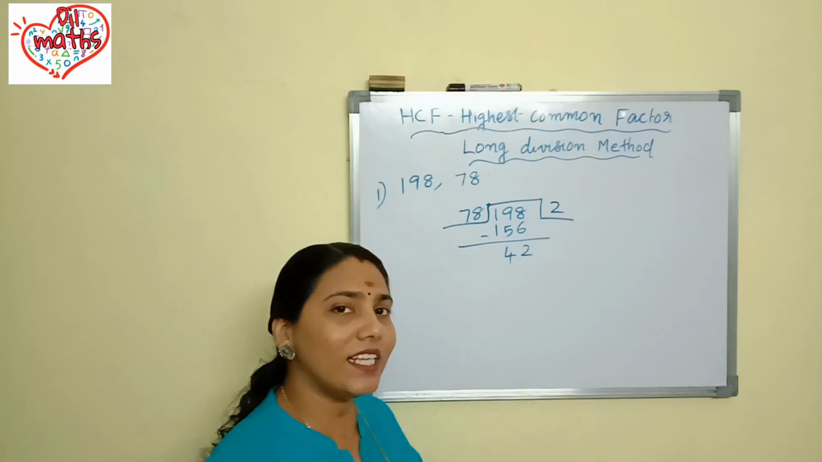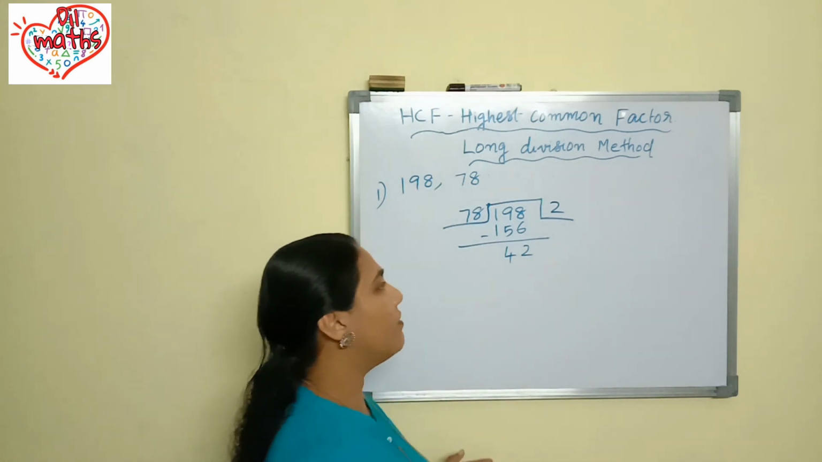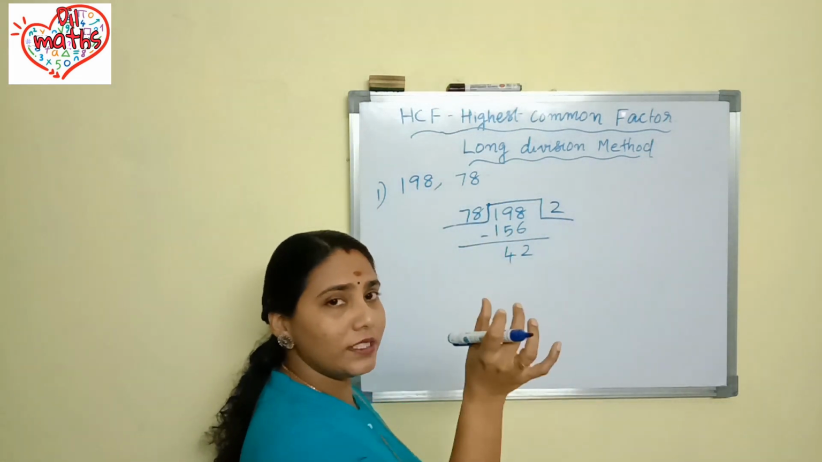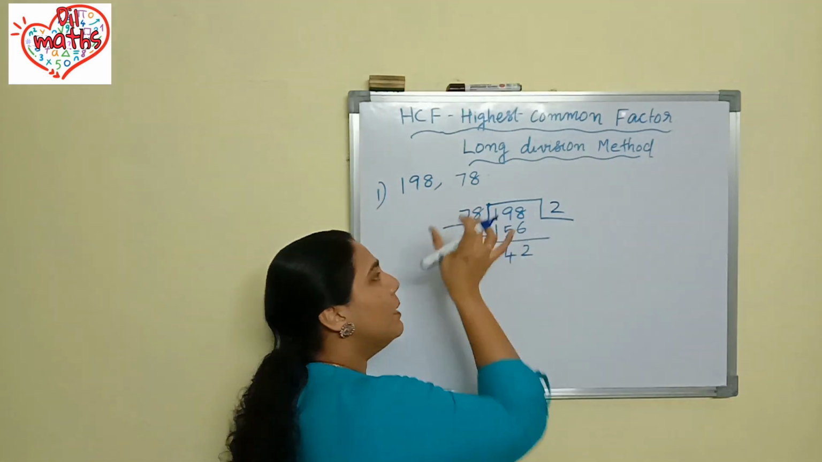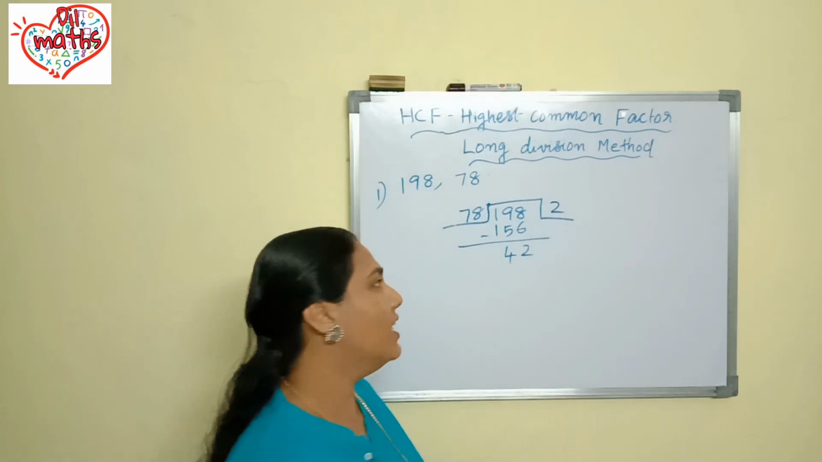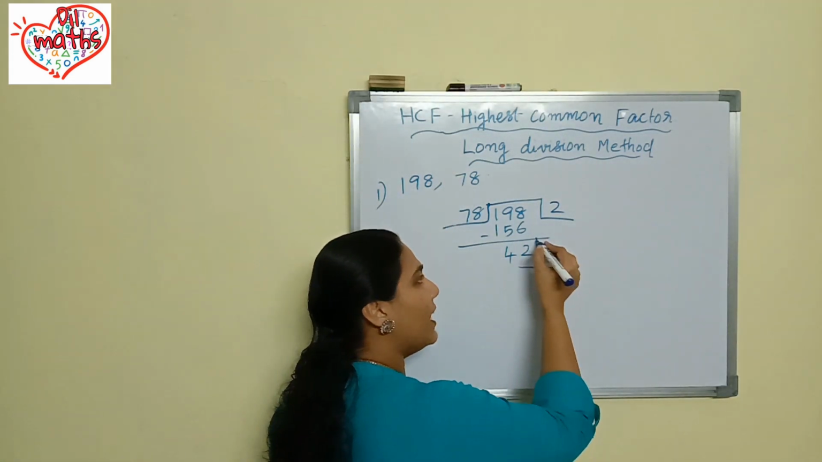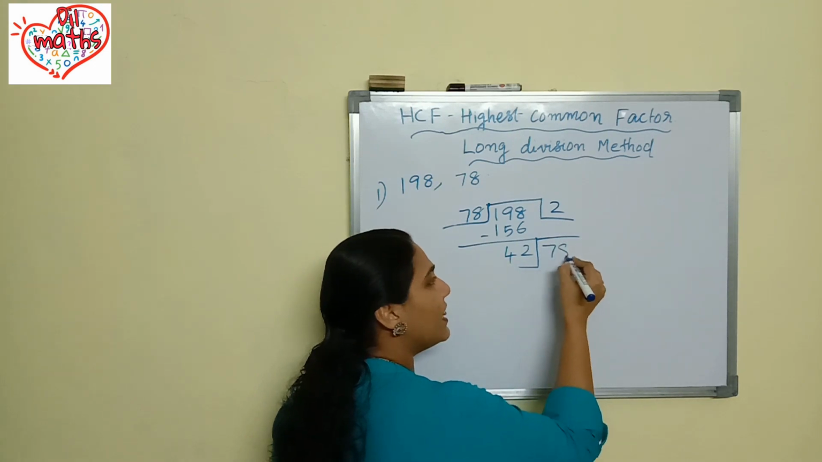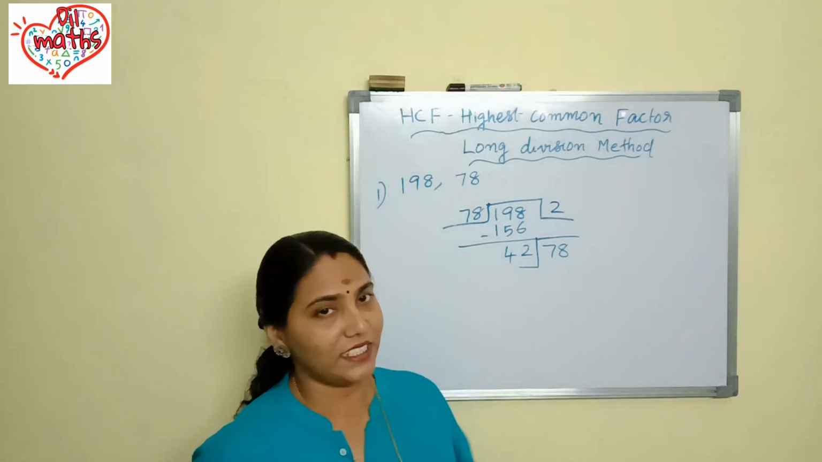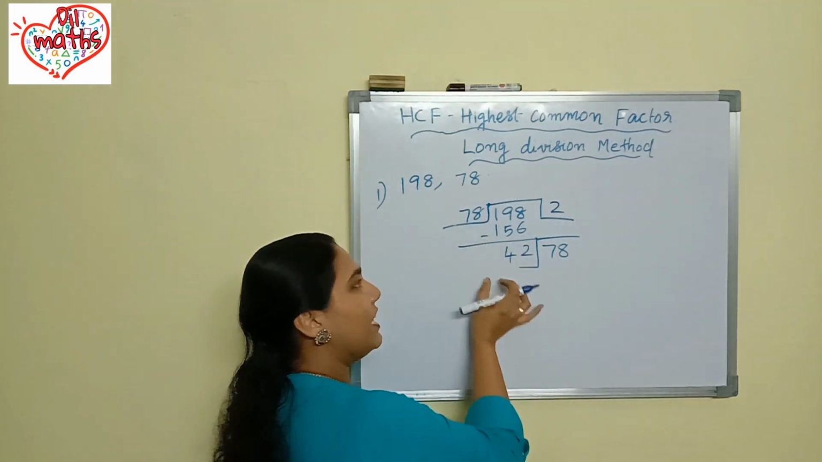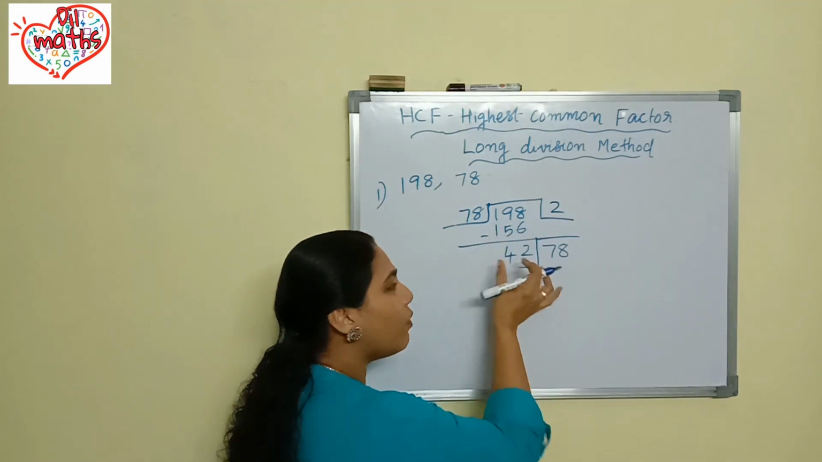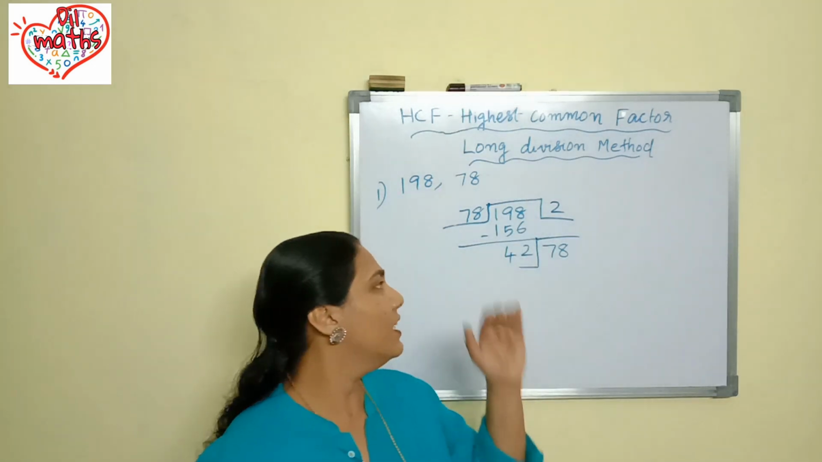So next, what is the next step? Here what is the divisor? The previous divisor. What was the previous divisor? 78 is the previous divisor. That divisor you should write as the dividend now, and the remainder will be the divisor. Okay, what we should do? The previous divisor you should write as the dividend, and the remainder what we got, that will be the divisor.